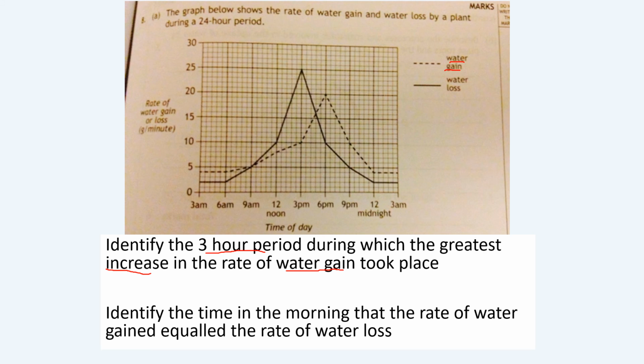So where is it steepest? From 3 to 6, you're not going anywhere. From 6 to 9, you're going up 1 box. From 9 to 12, you're going up 3 boxes. From 12 to 3, you're going up 2 boxes. From 3 to 6, you're going up 1, 2, 3, 4, 5, 6 boxes. Oh wait, like 10 boxes. So it's going to be from 3 to 6 because the rest of it is decreasing. So well done if you got between 3 p.m.